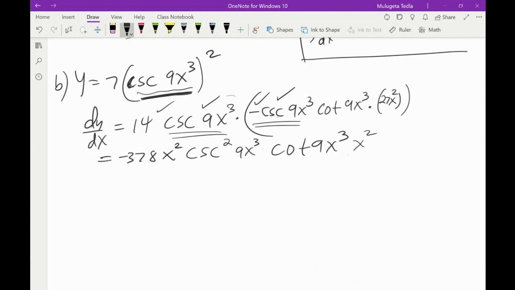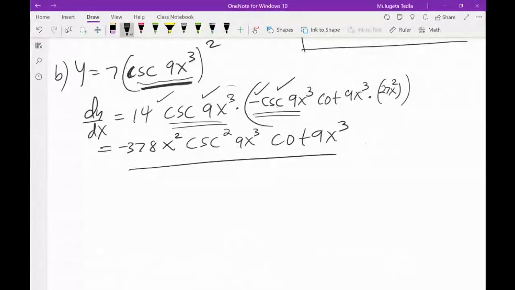I don't want to put x squared here because there could be a confusion of multiplying x to the 5. That's why I write it as a front multiplier. So this is the best answer, I guess. Negative 378 x squared, cosecant squared 9x cubed, cotangent 9x cubed.